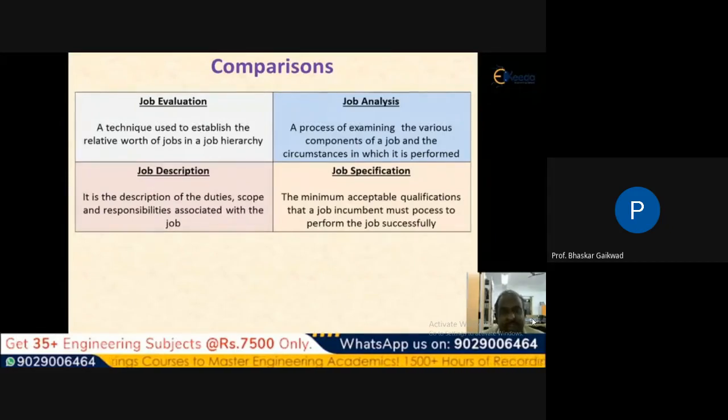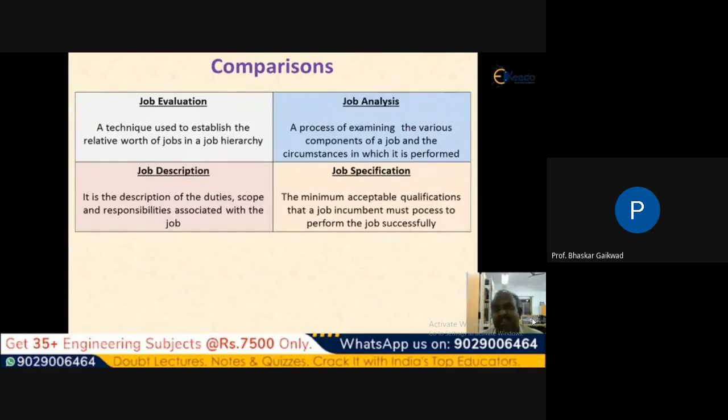Job evaluation is a technique used to establish the relative worth of a job in a job hierarchy. This we have seen in the previous slide. It compares the jobs and says what the hierarchy of the jobs being performed is, and which is the most worthy job.